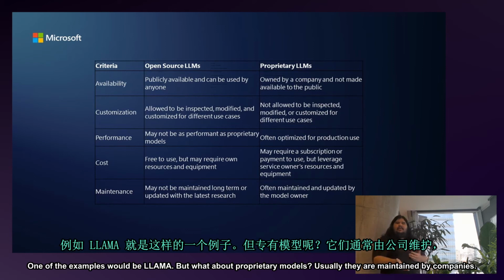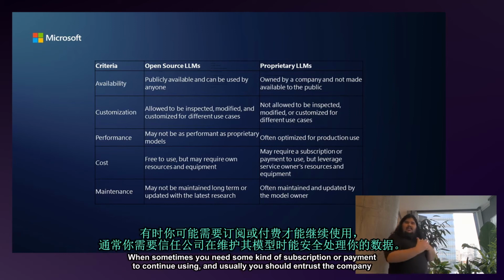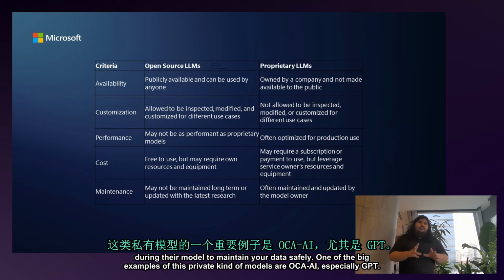But what about proprietary models? Usually they are maintained by companies, so they are made available in some form. However, it usually does not mean that you can analyze them deeply. Sometimes you need some kind of subscription or payment to continue using them, and usually you have to trust the company making the model to maintain your data safely. One of the big examples of this kind of private model is OpenAI, especially GPT.